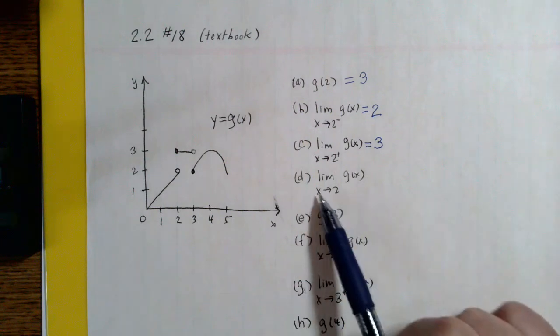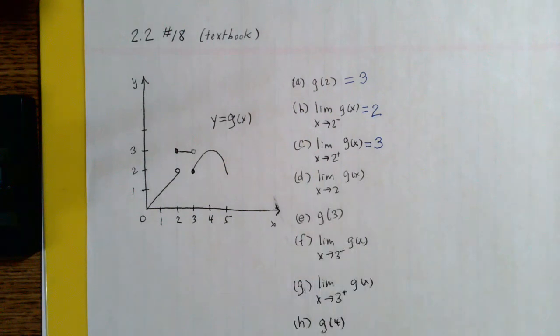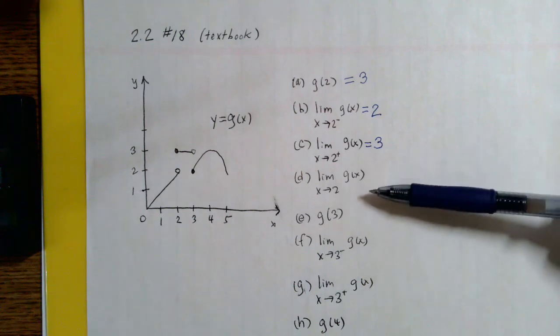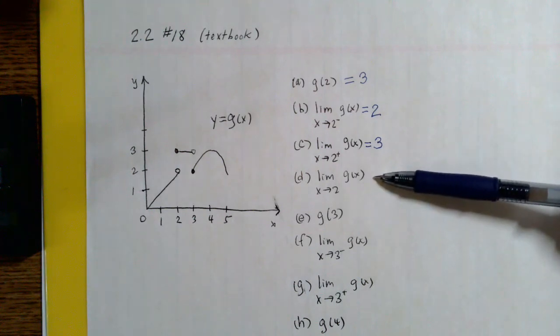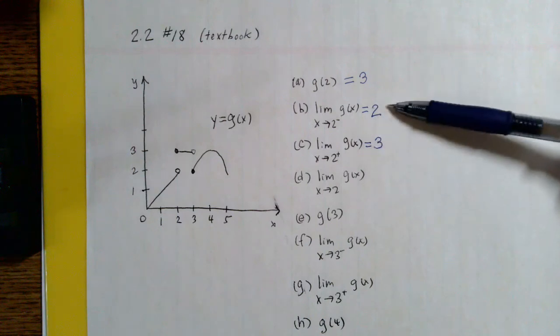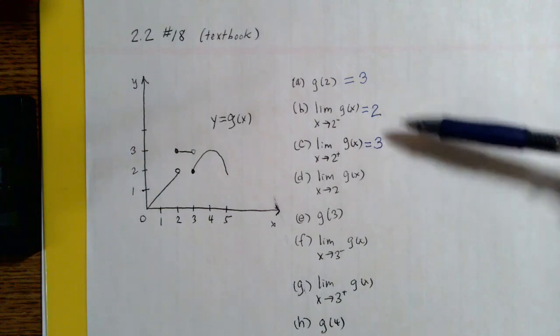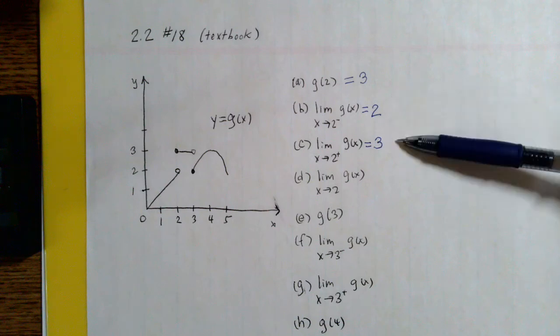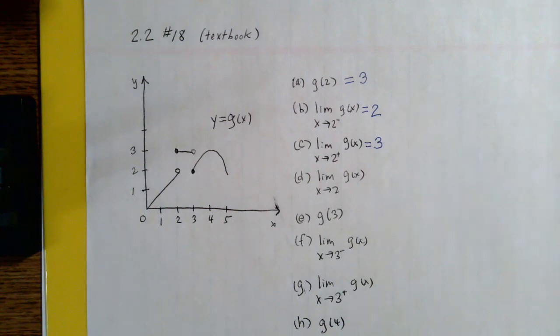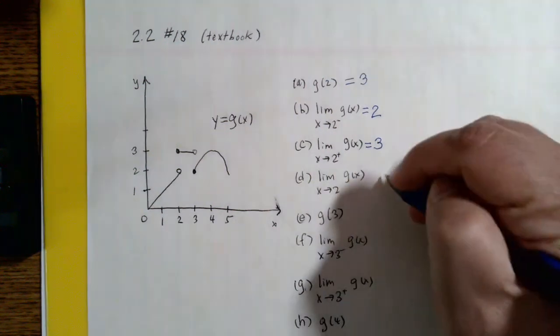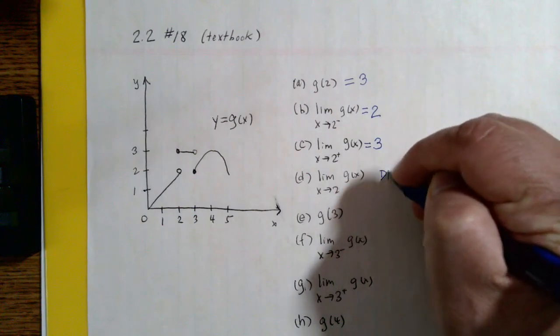Now, part D says the limit as x approaches 2 of g of x. So this doesn't specify from the left or the right. They're talking about a two-sided limit here. And here's the important thing to be aware of. When we're talking about a two-sided limit, what we want to do is look back at these one-sided limits. Now these are different. Whenever these are different, that means the two-sided limit does not exist, which I'm just going to abbreviate with DNE.